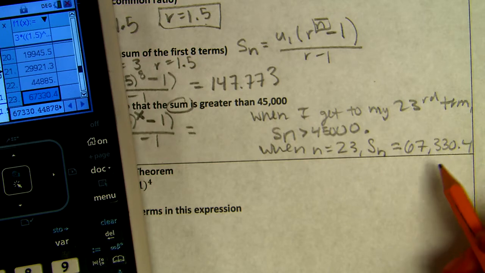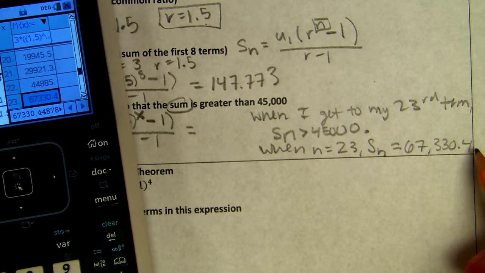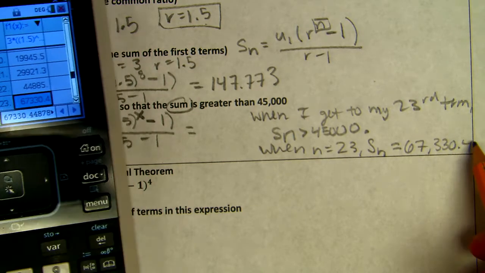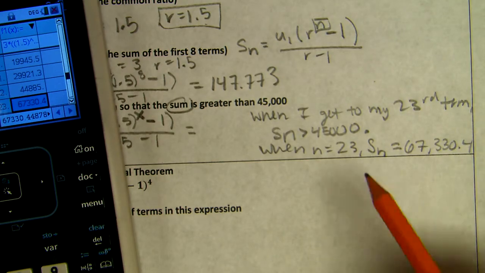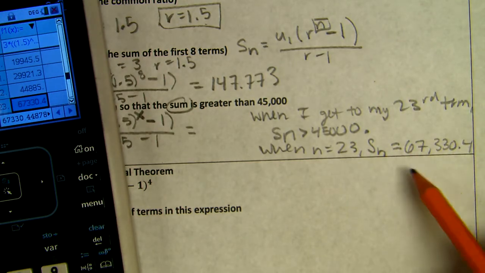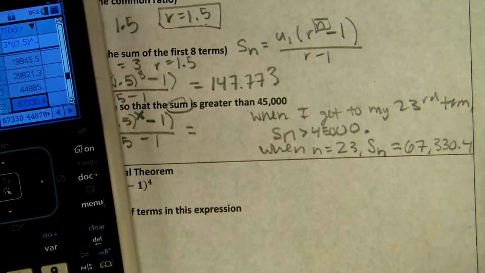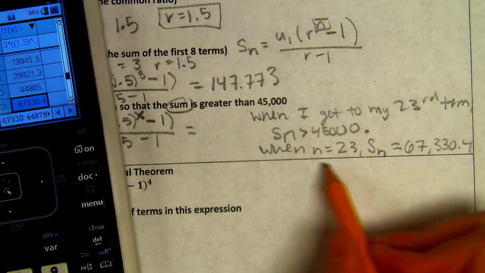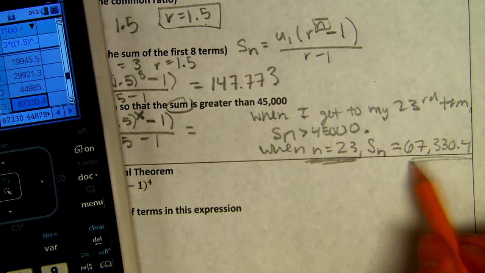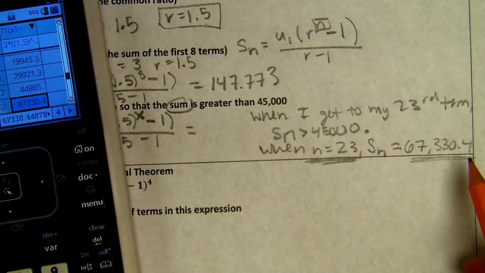That's how I chose to write it, just because otherwise I'm not sure exactly what it asks, right? Because it says find the least value of n so that the sum is greater than 45,000. So I want to make sure to include my n and my sum because that's both of them. And also for IB, it's really helpful to learn how to write about math. So writing out what you're thinking whenever you can is the best way to cover your bases to get full credit, right? So this is something that I would write. So basically it's your 23rd term, and that term is 67,330.4.